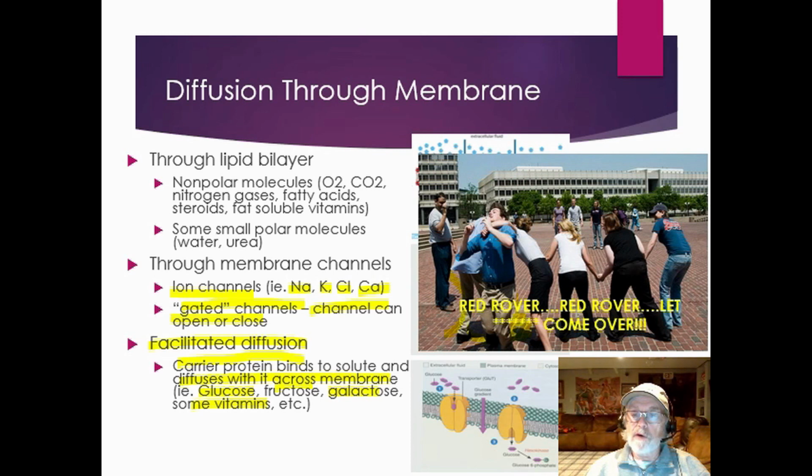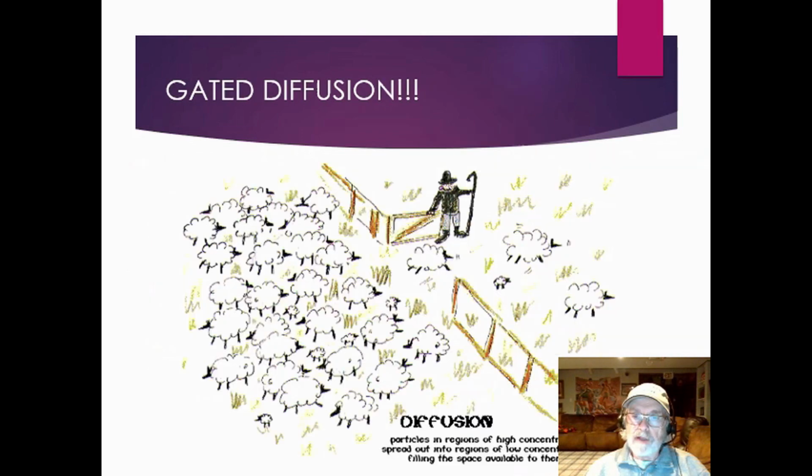This is a gate, just sort of an idea we're talking about with gated diffusion. This guy wants to let some of the sheep in, so he opens the gate, and once he closes the gate, the rest of the sheep can't get in. So that's called gated diffusion. We see that with sodium, potassium, calcium, chloride, and things like that, and we're going to be talking about that multiple times during the course of the semester.